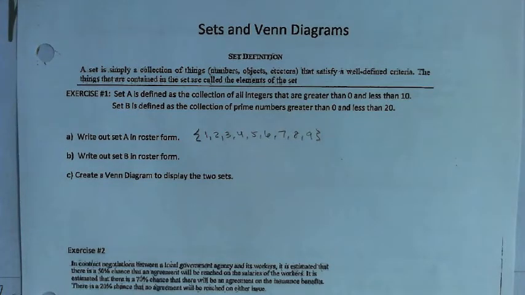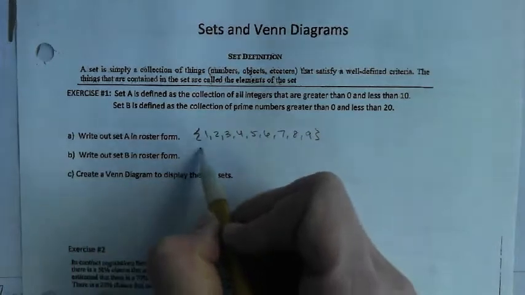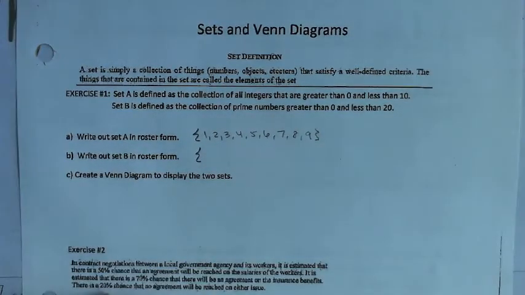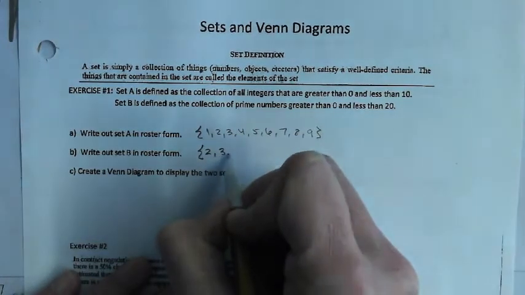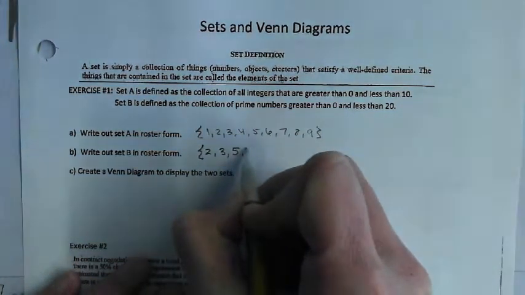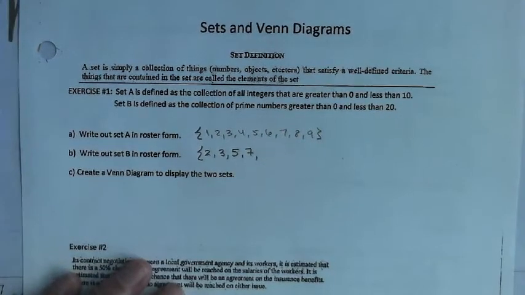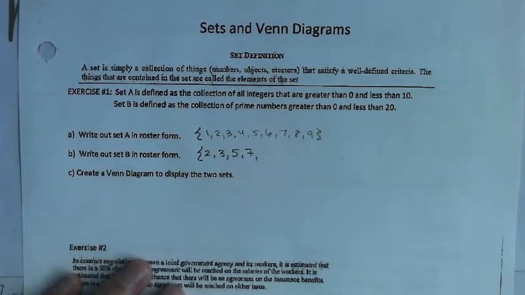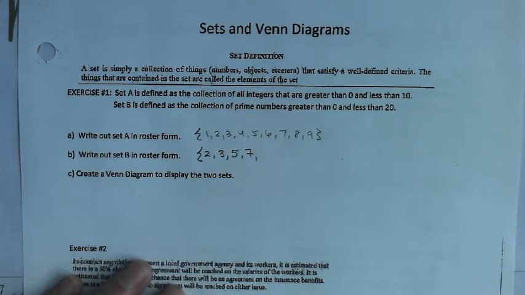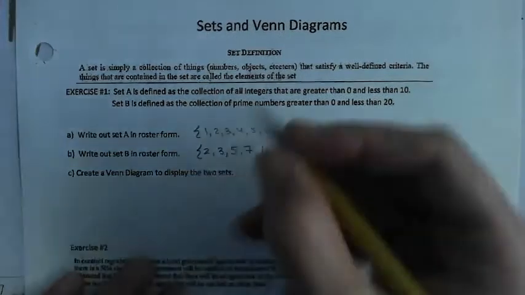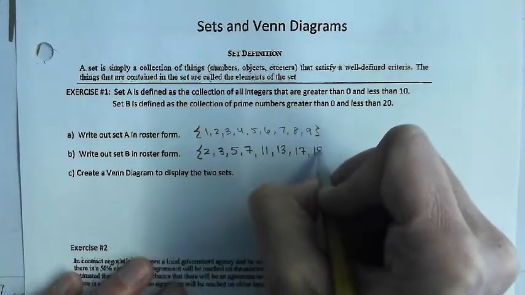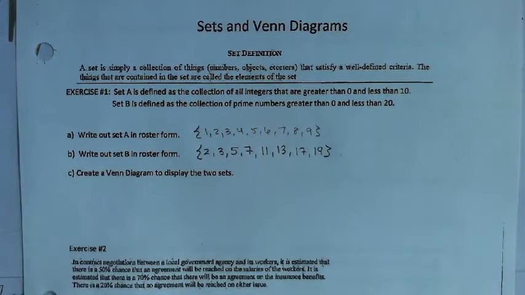Set B is the collection of prime numbers greater than 0 and less than 20. Prime numbers. What's the first prime number greater than 0? 2. Then 3, 5, 7, not 9. Definitely no more even numbers, right? 11, 13, not 15, 17, and 19. Okay?